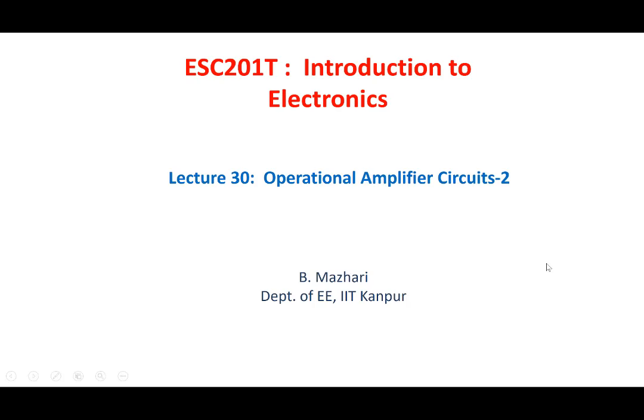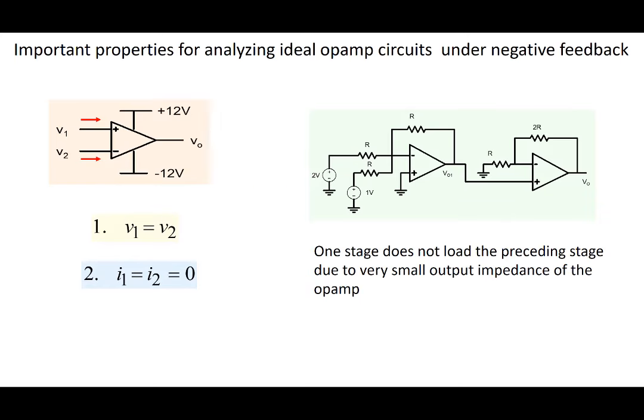Okay, so let's continue our discussions related to operational amplifier circuits. In the last lecture, we have seen that there are many interesting things we can do with op-amps. The ideal op-amp, meaning an op-amp with very high open loop gain and very high input resistance, under negative feedback has these two interesting properties: that the voltages at the inverting and non-inverting terminals are equal, V1 equal to V2, and the currents going into the op-amp, I1 and I2, are zero.